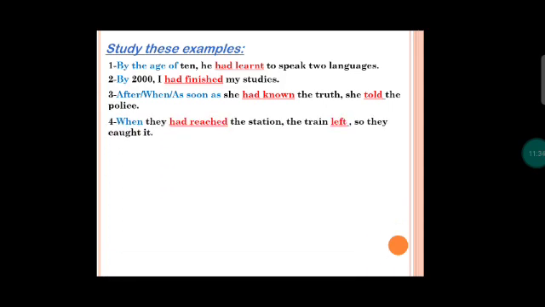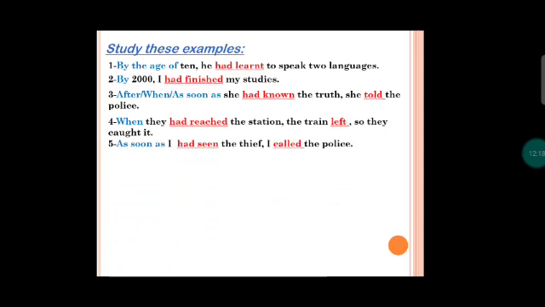When they reached the station, the train left. I'll ask you an important question. Did they catch the train? Stop the video and ask yourself, did they catch the train? I'll answer. When they had reached it, the first action here is in the past perfect, and they had reached it first, because it's past perfect, so it happened first. So first they reached it, then the train left. So they caught the train. They caught the train, okay?